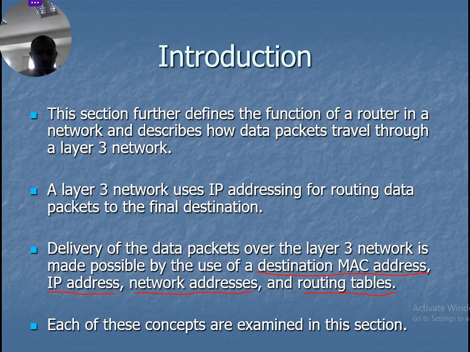Another thing to note, apart from the MAC address and the IP address, that helps in the delivery of data packets across networks is the network addresses. Every network has its own address within that segment, within the local area network. The fourth one is the routing table, because the router makes decisions using its routing table. So these four things are the very primary things required in delivering data packets across a layer 3 network. Okay, now let's move on.